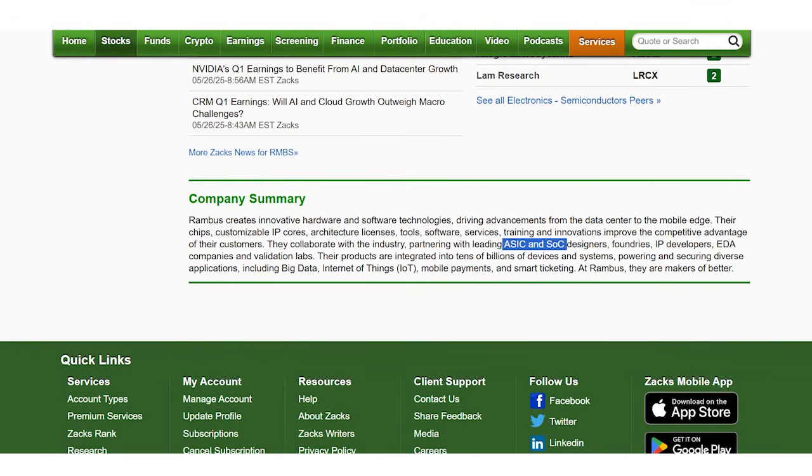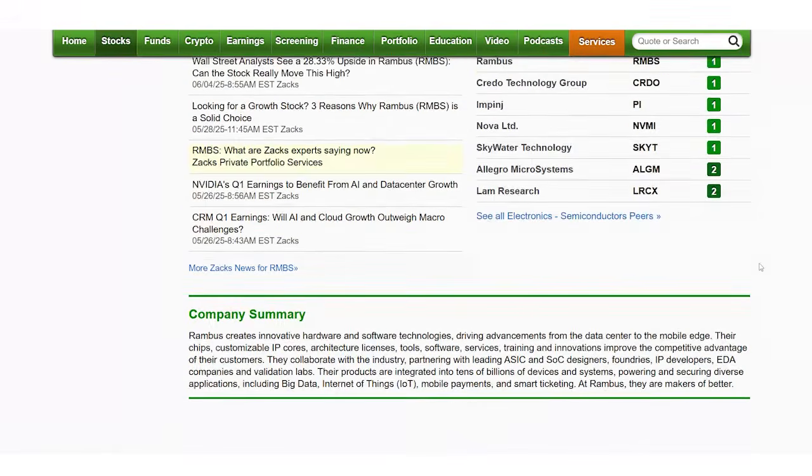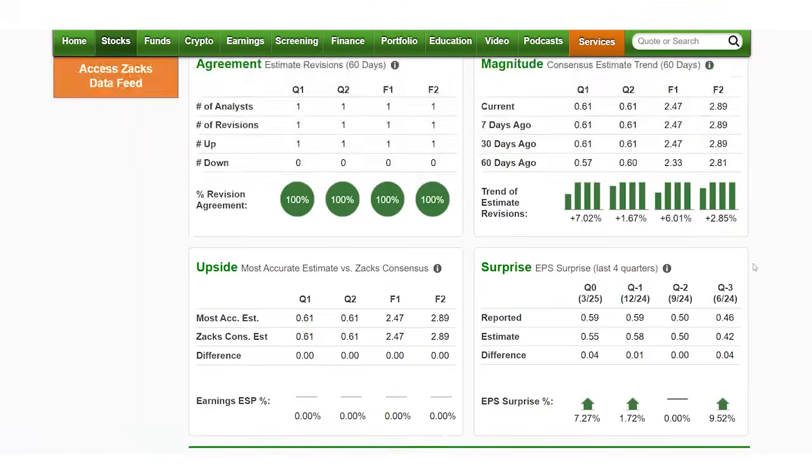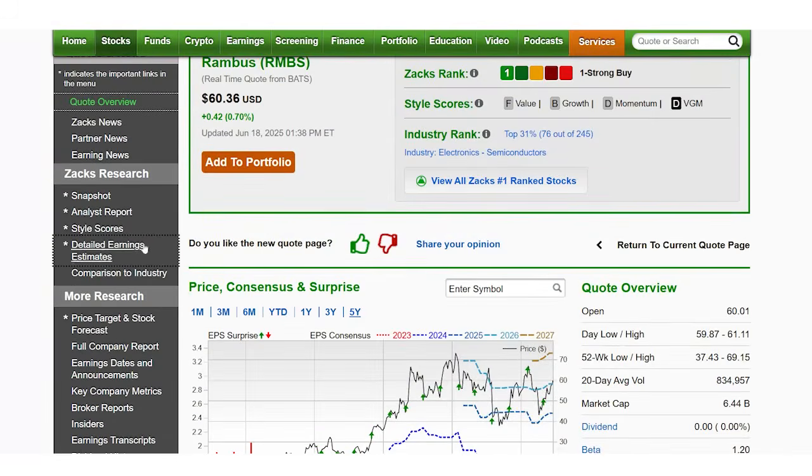So partnering with leading ASIC and SoC designers, foundries, IP developers. So their chip customized IP cores. All right. So they work in the semiconductor industry. They do something. I don't know. They design them or something. You gotta dig into these stocks. You go to the website. You look into it. But for now, we're just looking at the quantitative metrics, and this one's pretty good.